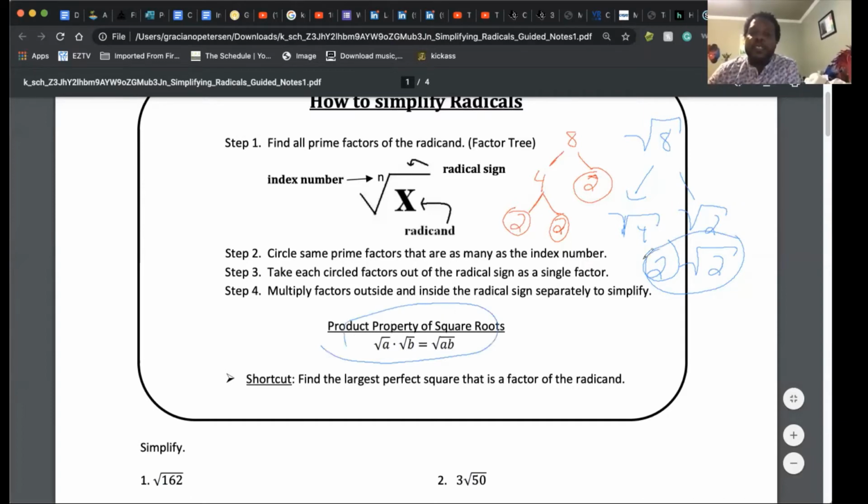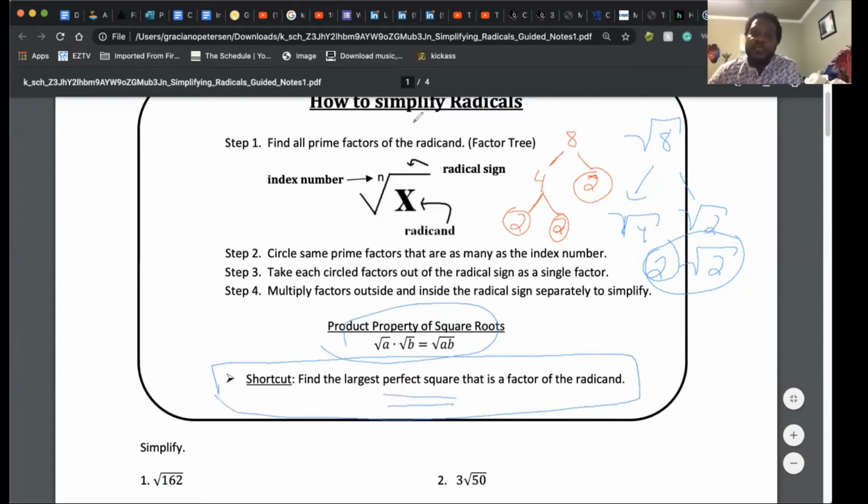This is going to be the same answer because the square root of 4 times the square root of 2 is the same as the square root of 8, right? Okay, so what we're going to focus on today is learning how to do it, not this longer way, but the shortcut way. But in order to know the shortcut way, I have to use perfect squares.